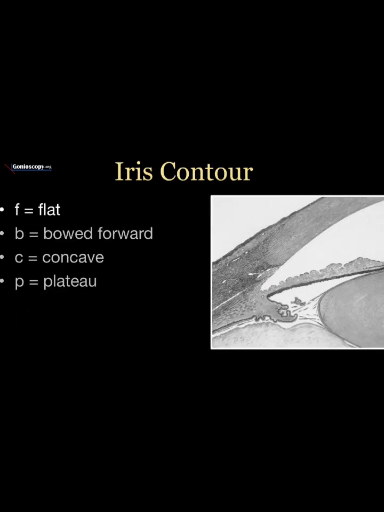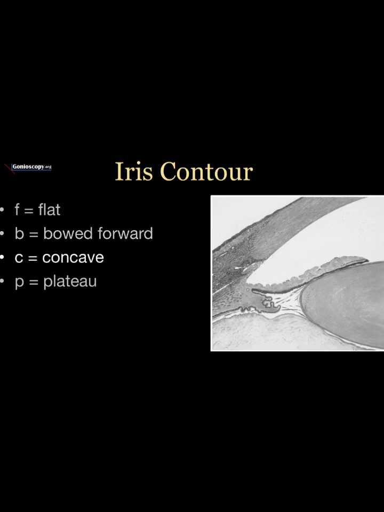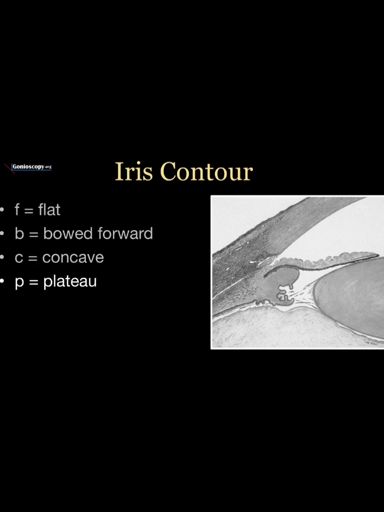And lastly, we talk about the contour of the iris. This is an iris that is flat, relatively flat. It's not bowed forward or back, so that would have a small f. This is pupillary block. The iris is bowed forward. That would be a B. This is someone whose iris is bowed backward, concave iris, or a little C, somebody who would have, for example, pigment dispersion syndrome. And then plateau iris, where there's this double hump configuration, this fullness in the periphery. Central chamber is pretty deep, but there's this fullness under the iris in the far periphery.